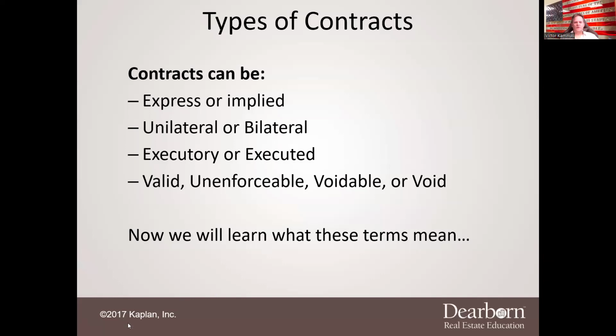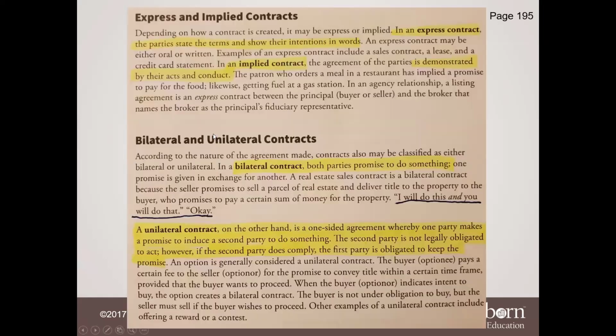So contracts can be express or implied, unilateral or bilateral, executory or executed, valid, unenforceable, voidable, and void. We're going to go over these terms now and see what they mean. Let's first do the highlights here. In an express contract, the parties state the terms and show their intentions in words. An implied contract is demonstrated by their acts and conduct.